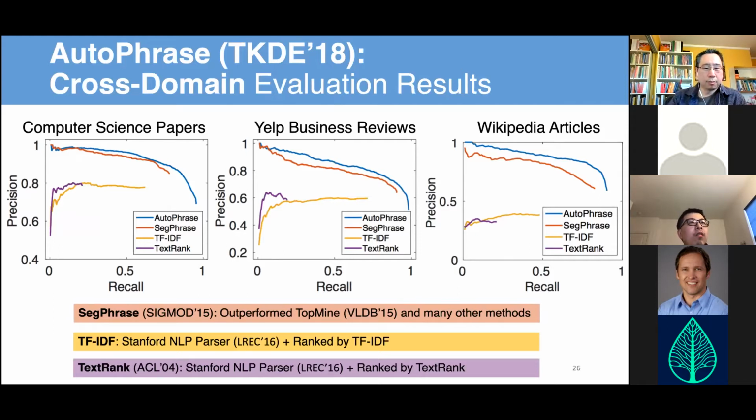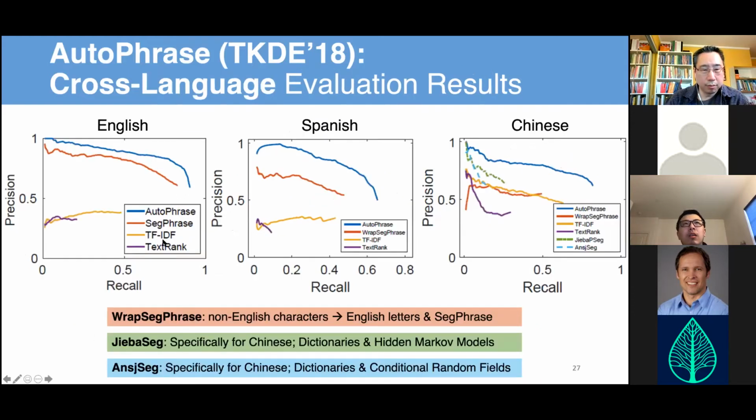So if you look at the results here, we evaluated all these methods on 3 domains: scientific computer science papers, Yelp business reviews, and Wikipedia articles. And you can see that in all these 3 ones, AutoPhrase performs the best here. And we also compared these methods in different languages. We have this English, Spanish, and Chinese corpus.